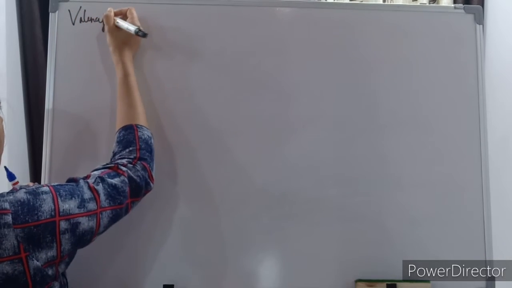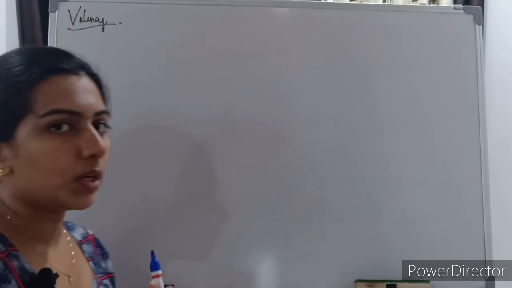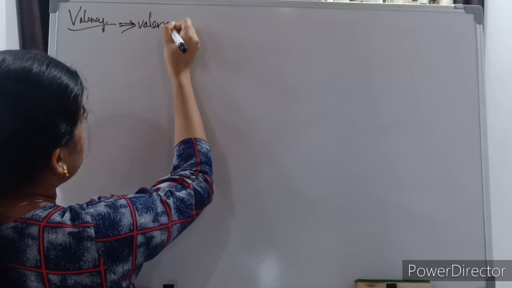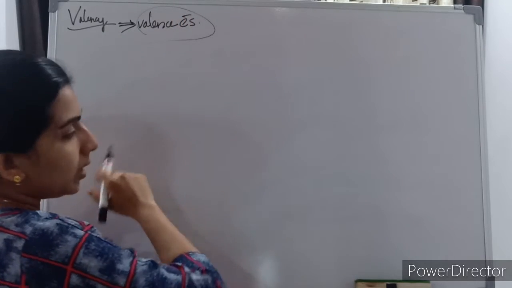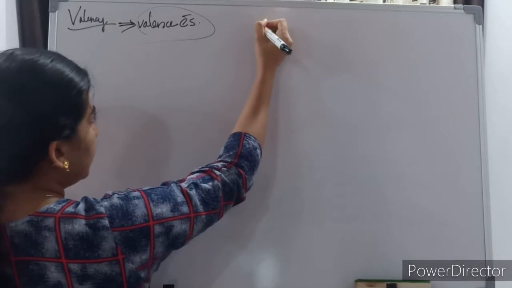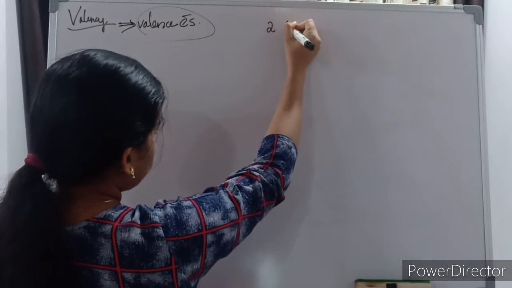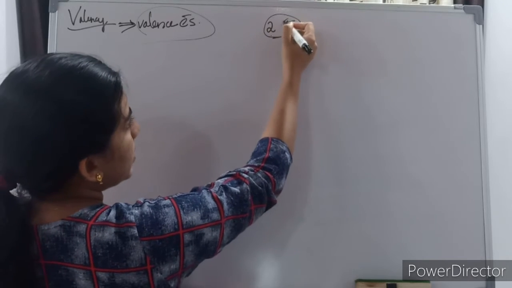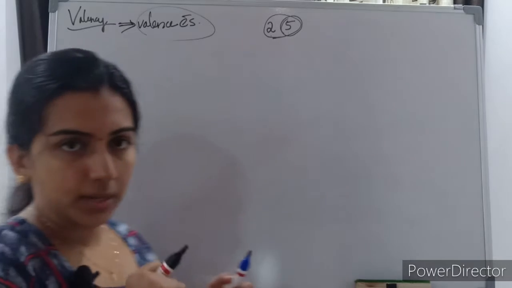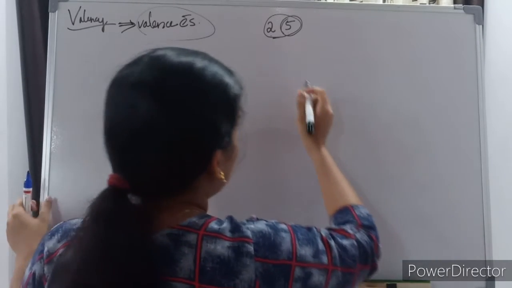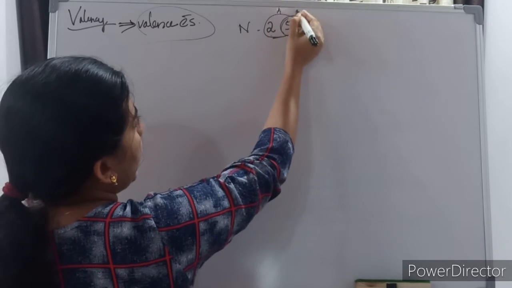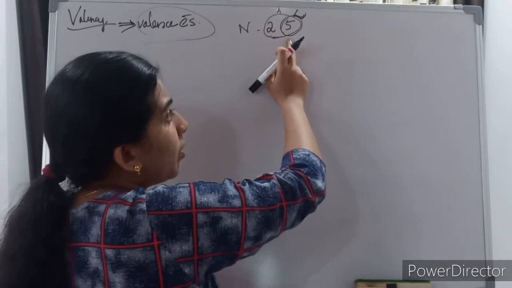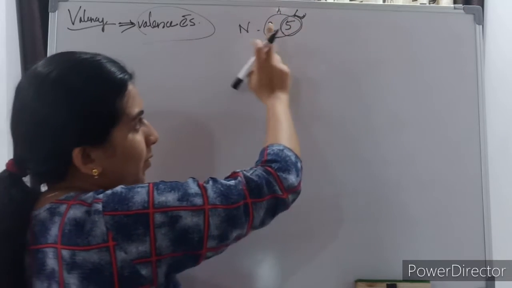Before that, we have to know what this term valency means. Before that, we have to know about valence electrons. What is a valence electron? Take nitrogen. What was the electronic configuration? 2, 5. So this is the K shell, this is the L shell. In nitrogen, this shell is the outermost shell and this is the innermost shell. So in the case of nitrogen, the L shell is the outermost shell. So valence electrons are the number of electrons which are present in the outermost shell.